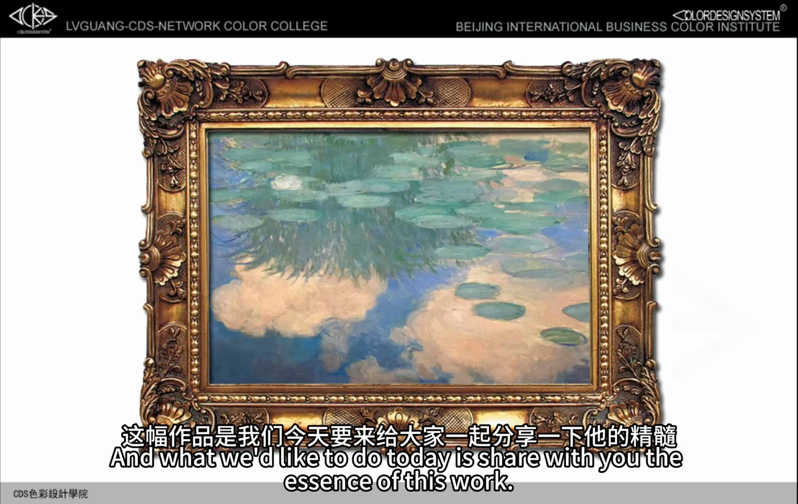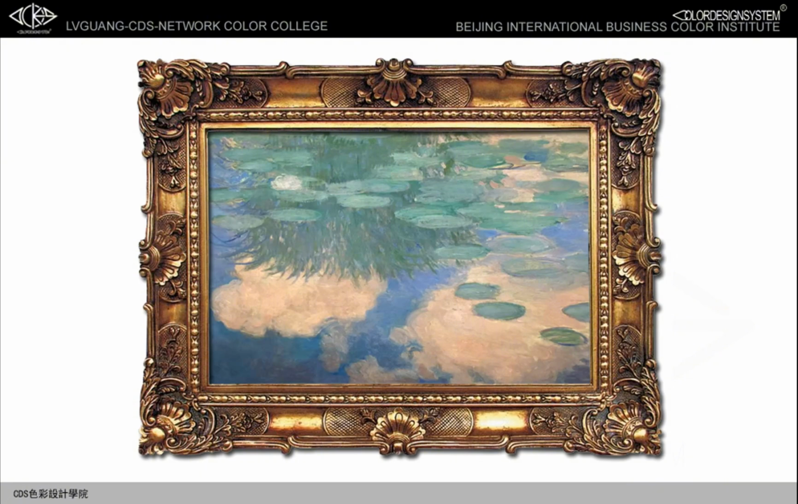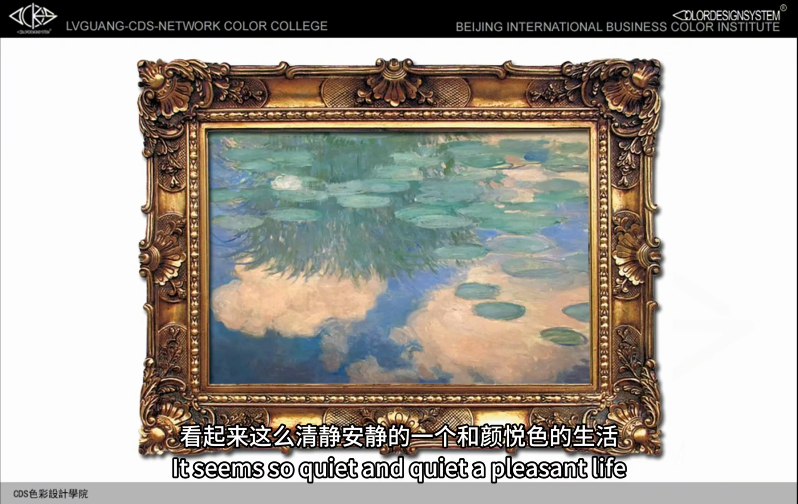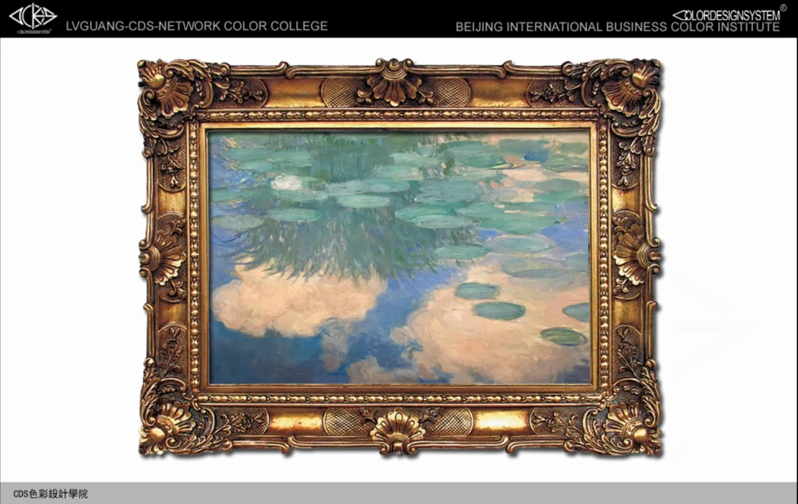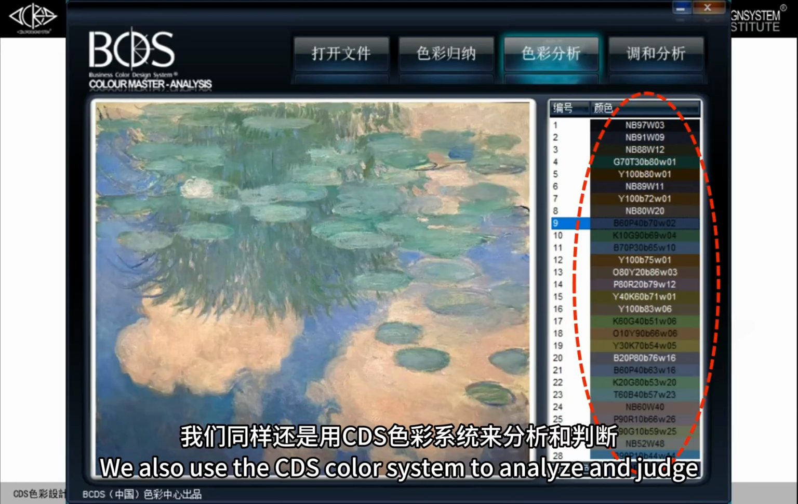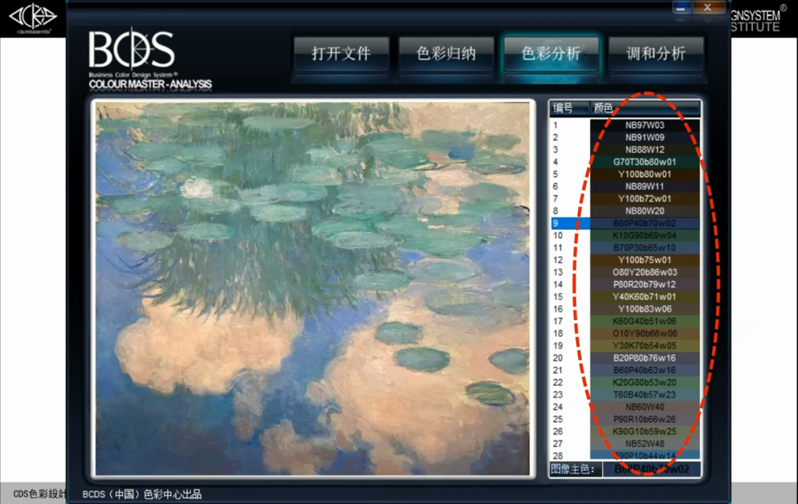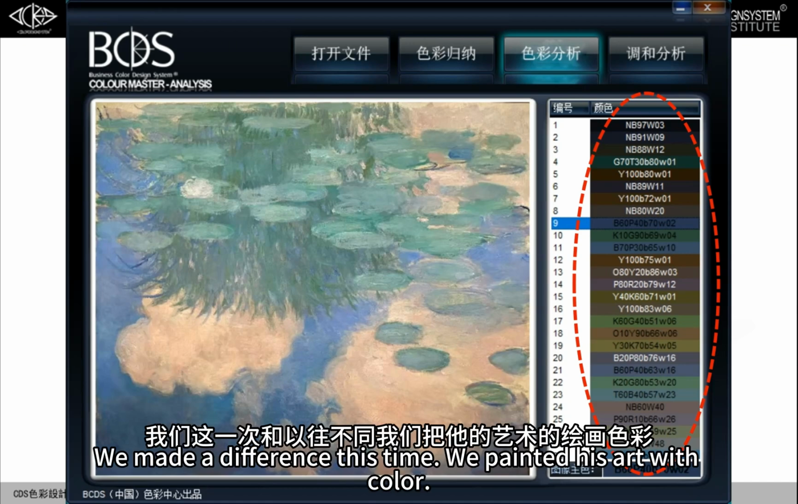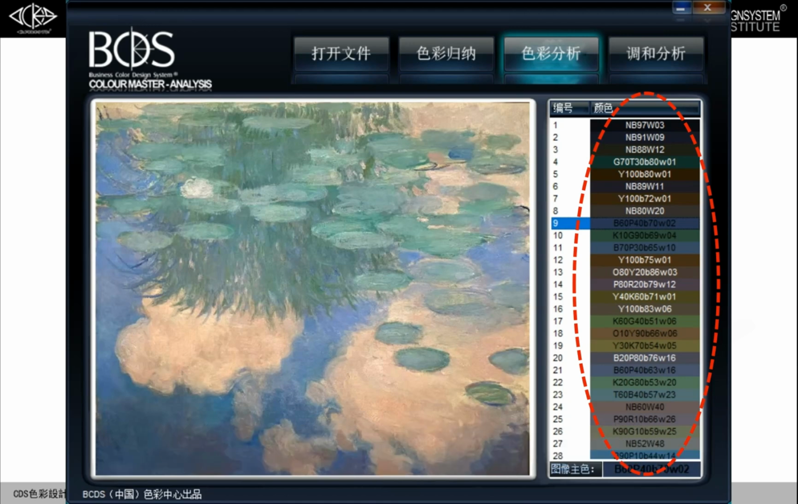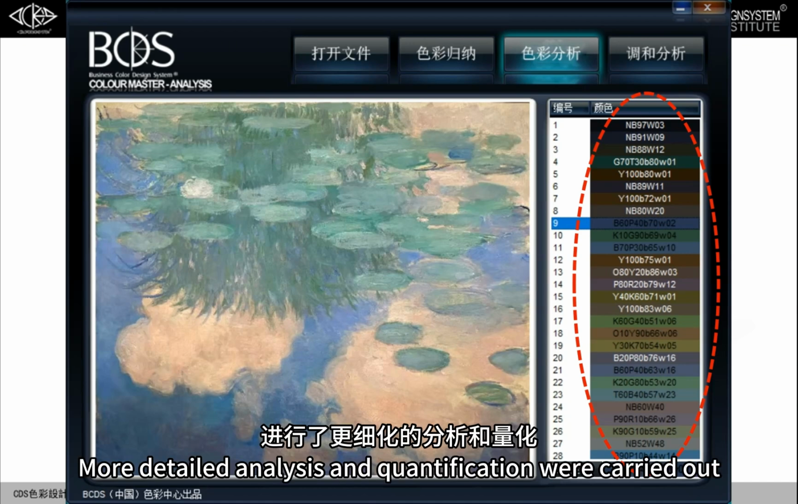What we'd like to do today is share with you the essence of this work. It seems so quiet and quite a pleasant life. We also use the CDS color system to analyze and judge, to quantify its color design style. We made a difference this time. We painted his art with color, and more detailed analysis and quantification were carried out.